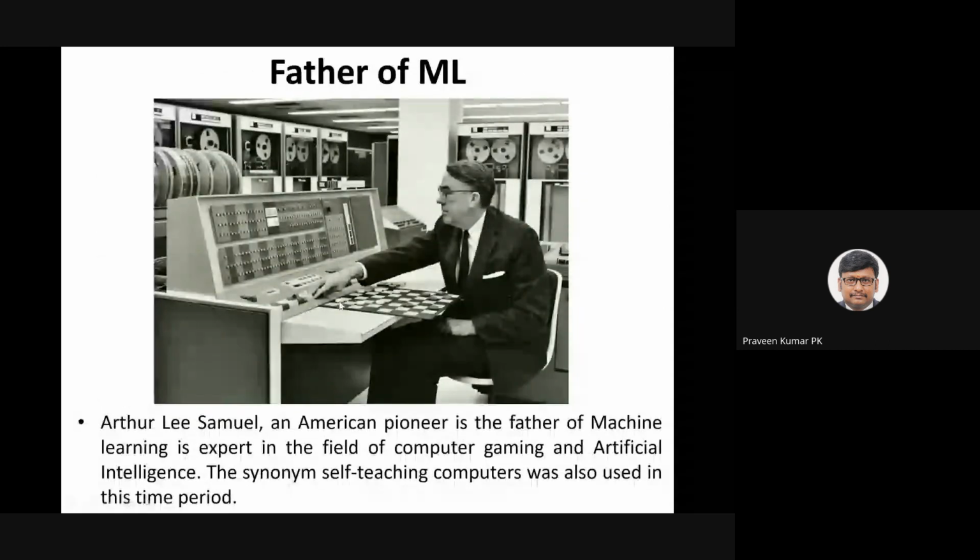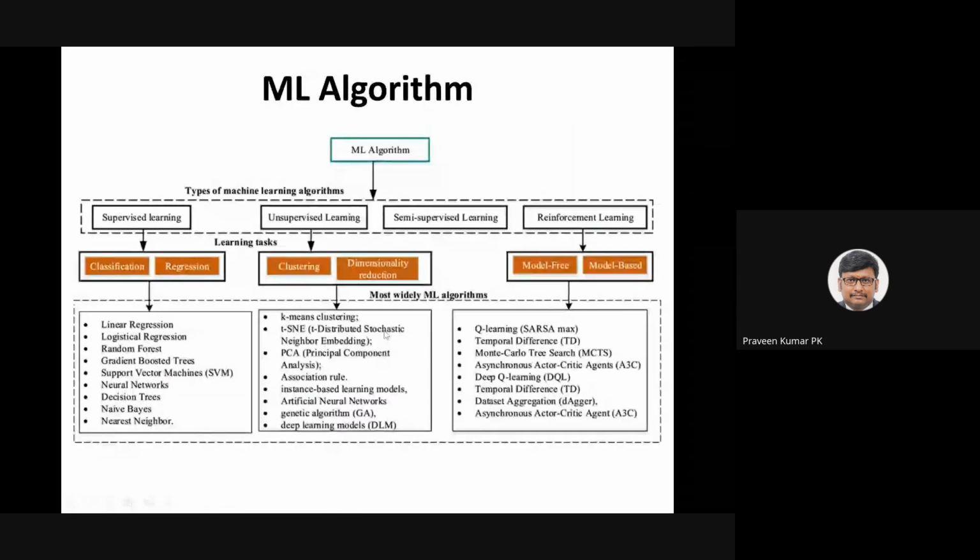If you see the father of machine learning, Arthur Lee Samuel, an American pioneer, is an expert in the field of computer gaming and artificial intelligence. The term came in this period. And if you see machine learning algorithms, there are types: supervised learning, unsupervised learning, semi-supervised, and reinforcement. Majorly, if anyone asks about the types of machine learning algorithm, we can classify into 3 types: supervised, unsupervised, and reinforcement.